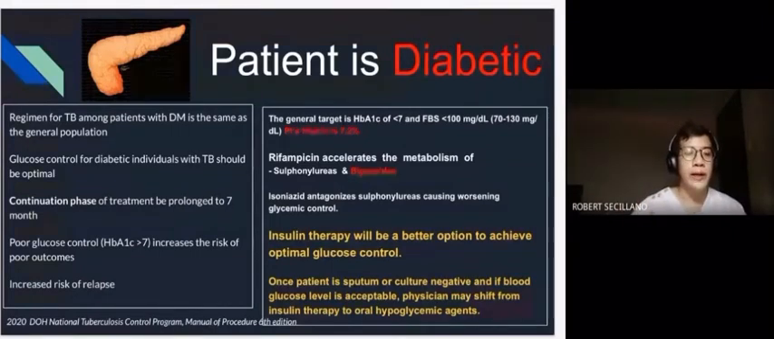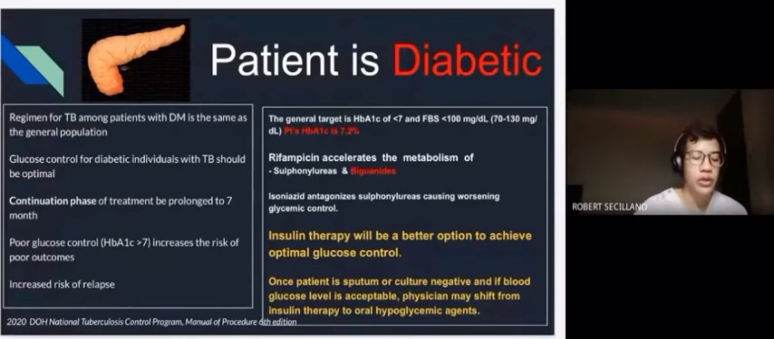So 4 months rather. So a total of 9 months of therapy instead of 6 months only. So in diabetic patients, we should give the anti-TB drugs for a total period of 9 months.